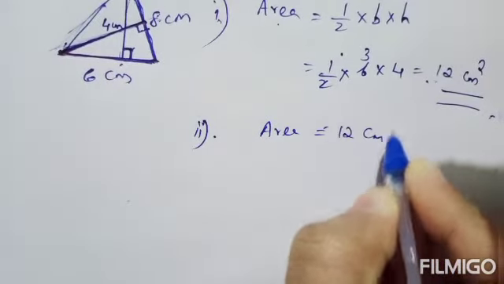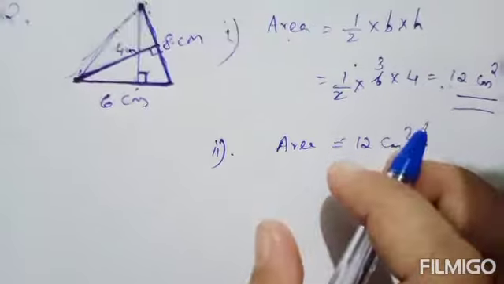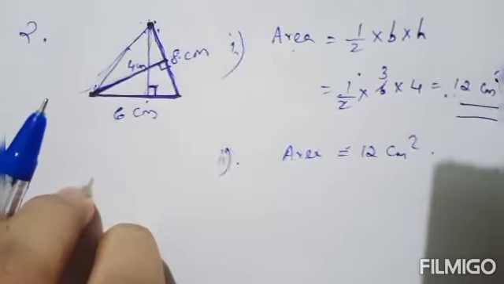Area equal to 12 centimeter square. From the first question we found one triangle has one area only.